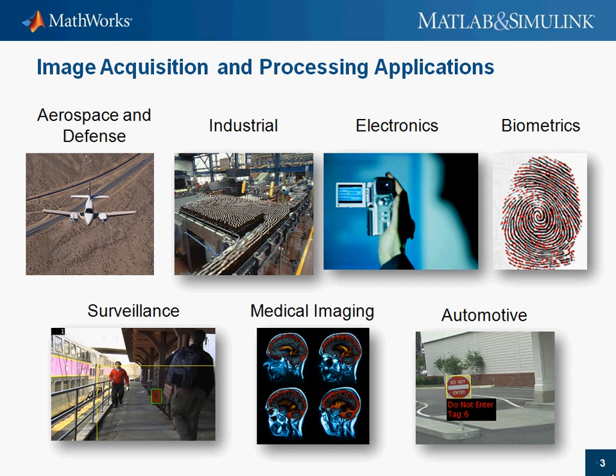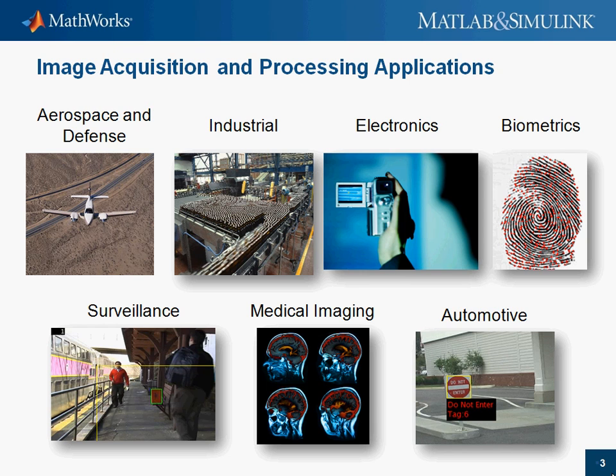So where is image acquisition and processing used? Here, I've listed a number of industries that make use of grabbing image and video data from cameras and frame grabbers and using it in some way to make some sort of decision. In the aerospace and defense industry, we might be looking at cameras mounted on a UAV, or unmanned aerial vehicle, and it's trying to track some objects moving around a landscape. We could be using infrared, visible, or even a fusion of the two.